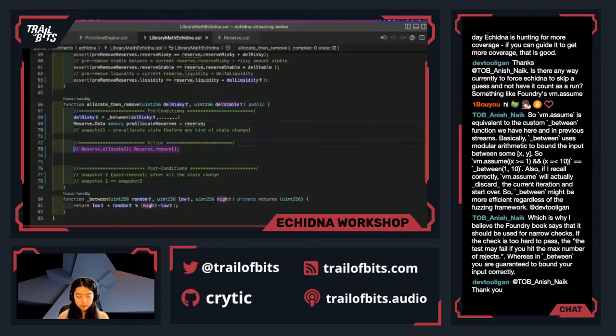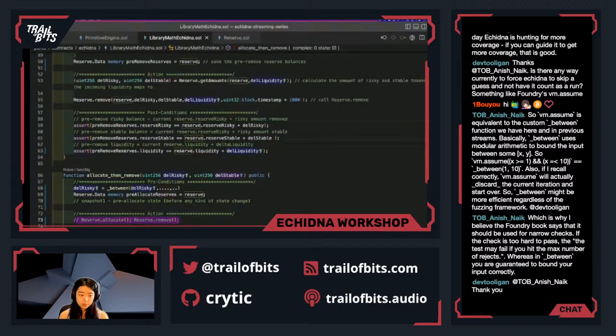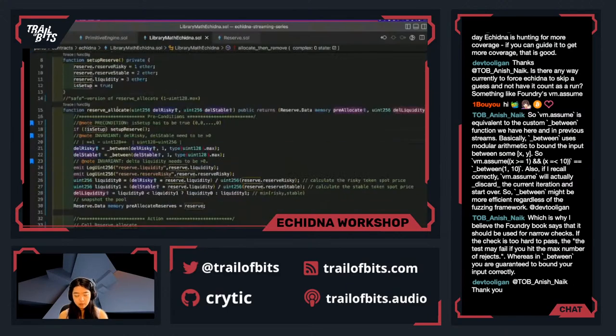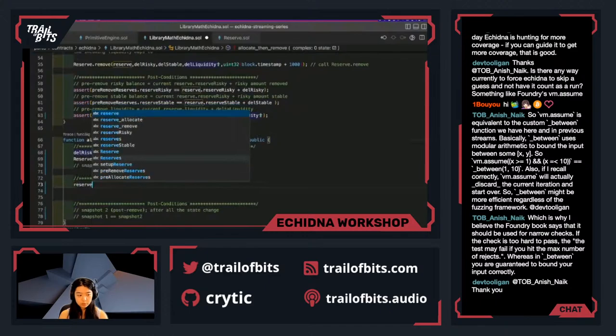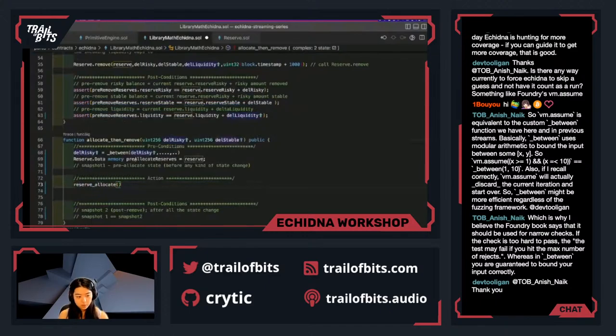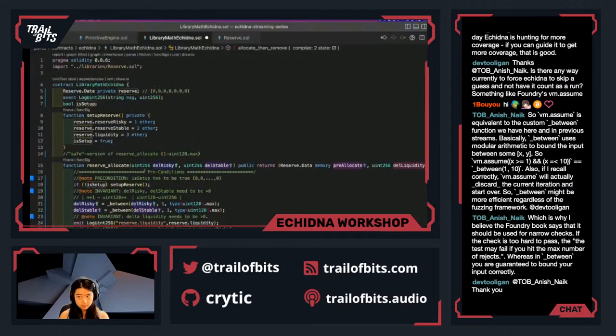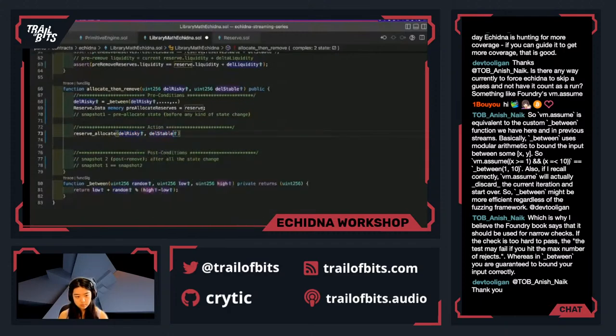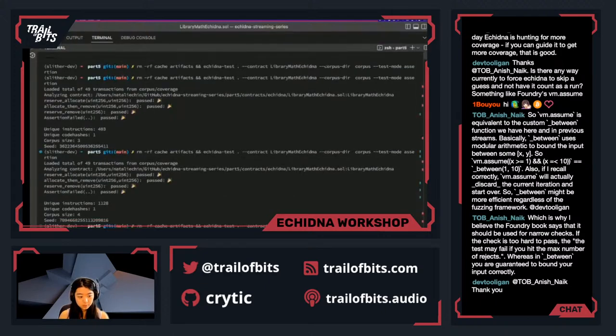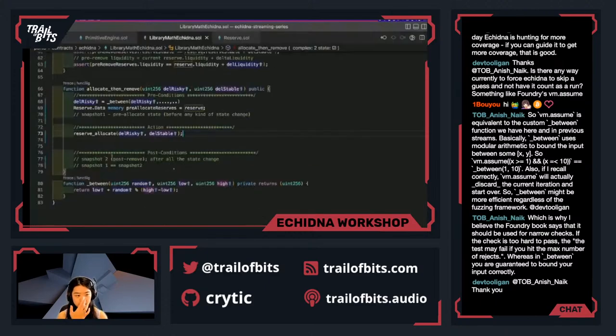Now, what code can we actually use here to call the two functions on the reserve, because we already have logic that executes on the allocate and the reserve. So what we can actually do is call our version of reserve allocate. The reserve allocate takes a del risk key, delta, in this stable version. And I will just run Echidna while we continue to build this out.